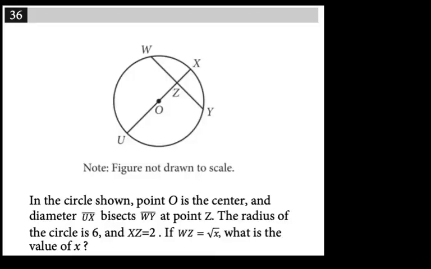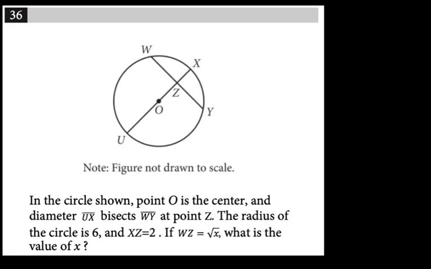This is like a real geometry problem here. Sort of. I mean, it's not that bad. In the circle shown, point O is the center and diameter UX bisects WY at point Z. That's too much reading. The radius of the circle is 6, and XZ is 2. If WZ is the square root of X, which is a strange choice, what is the value of X?